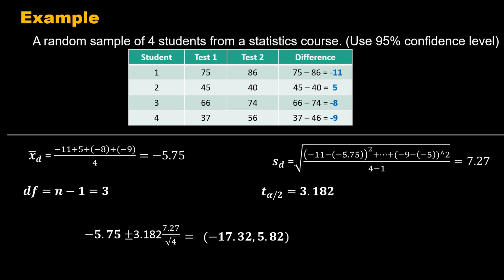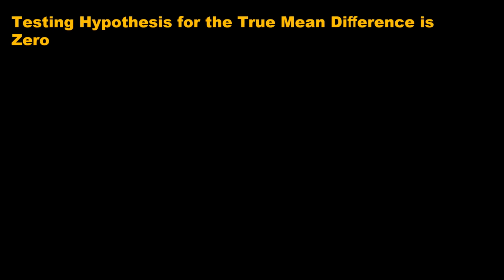That means the mu1 minus mu2 value, which is mu d, is in between negative 17.32 to 5.82. Next, testing the hypothesis that the true mean difference is 0.